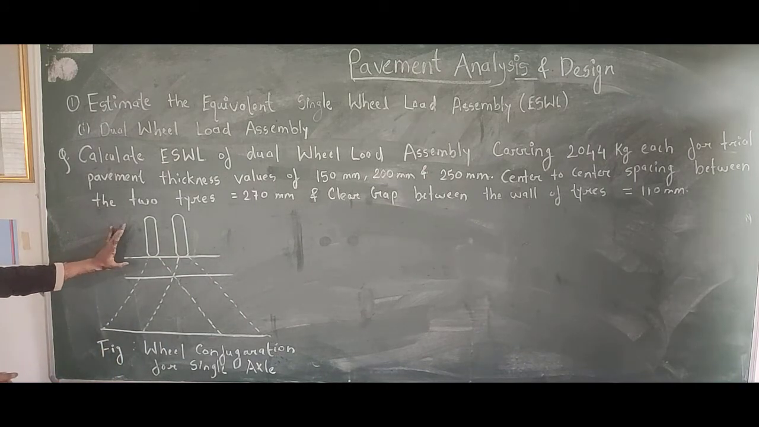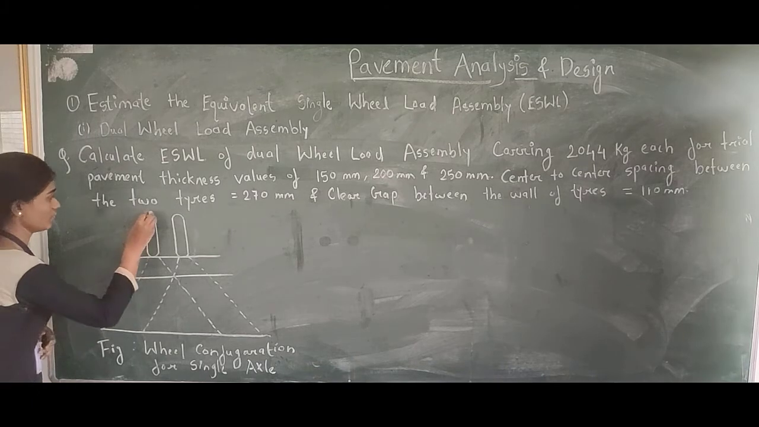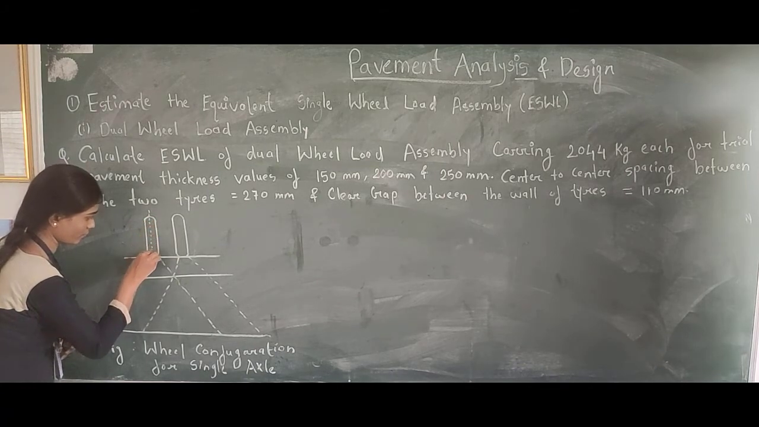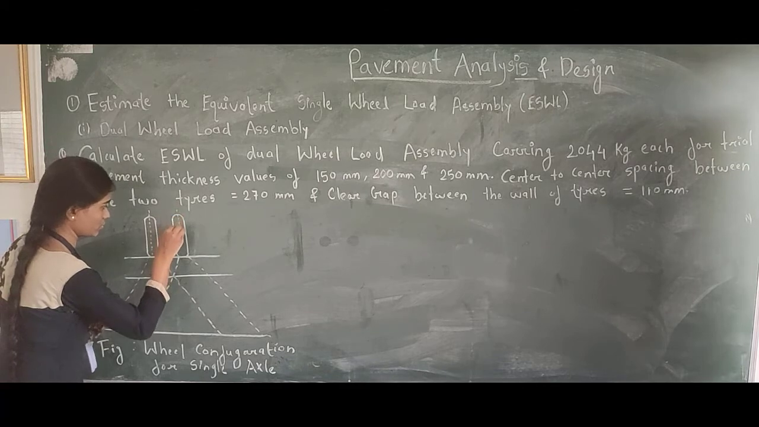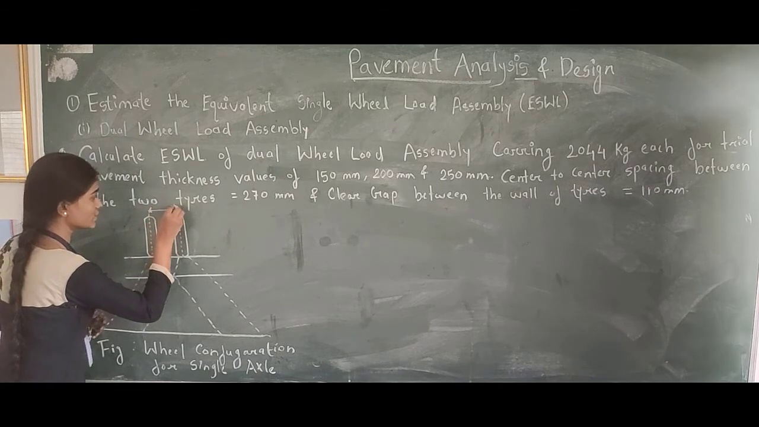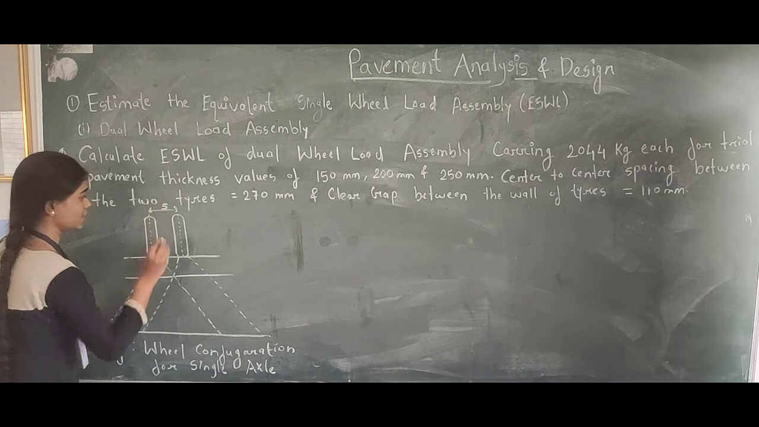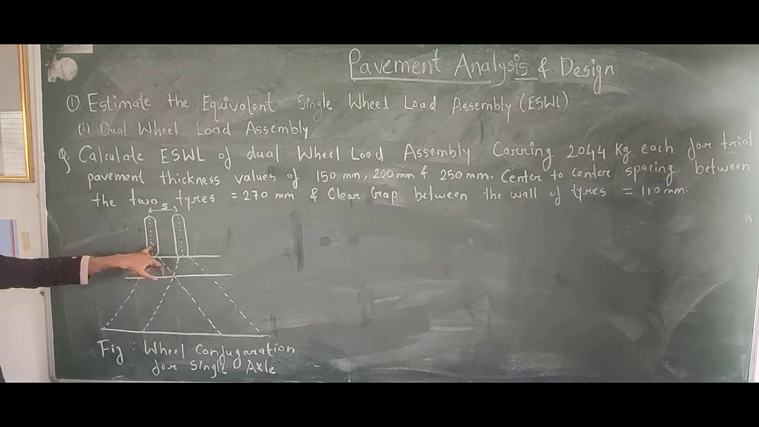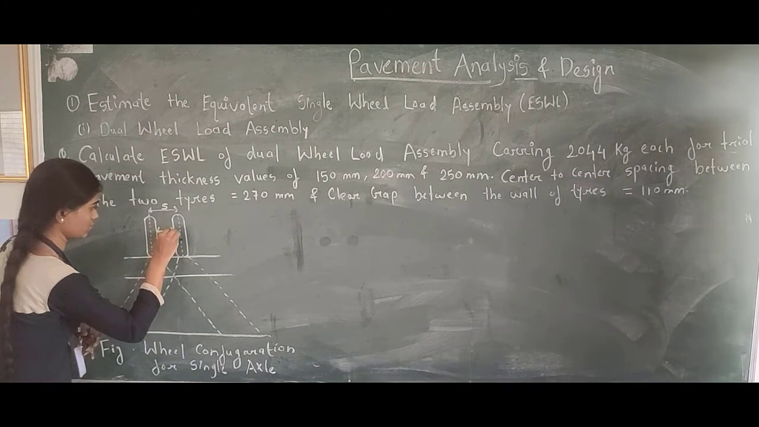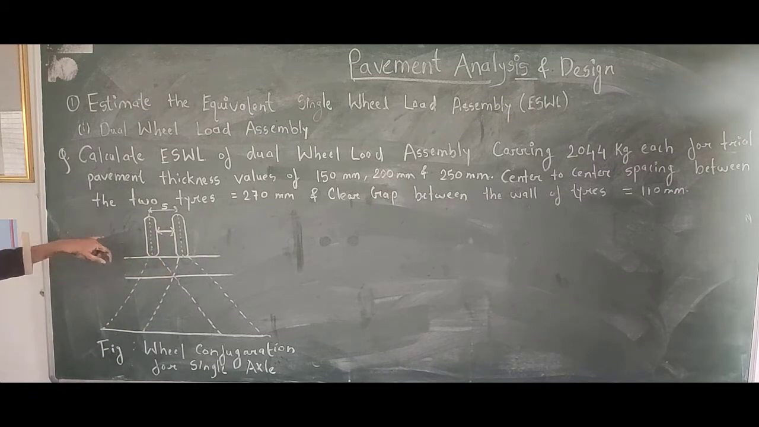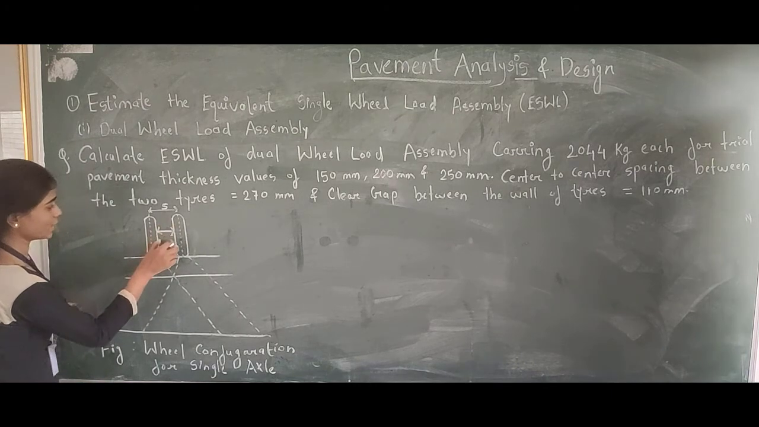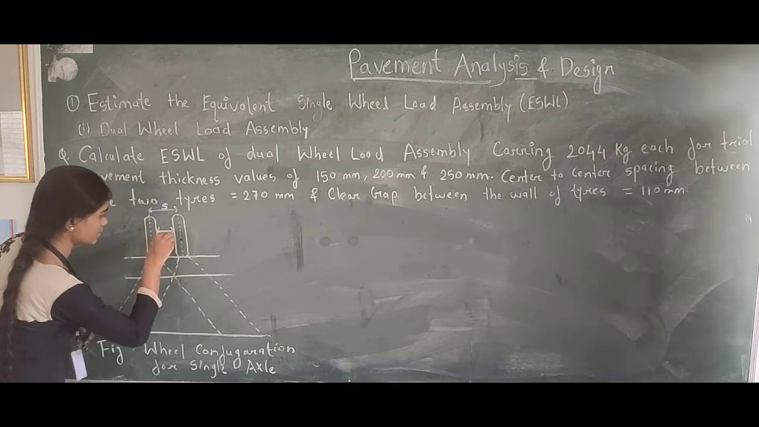So basically this is the figure for a single axle. This is the center to center spacing between two wheels, denoted by S. And this is the clear gap between two tires, that is D.